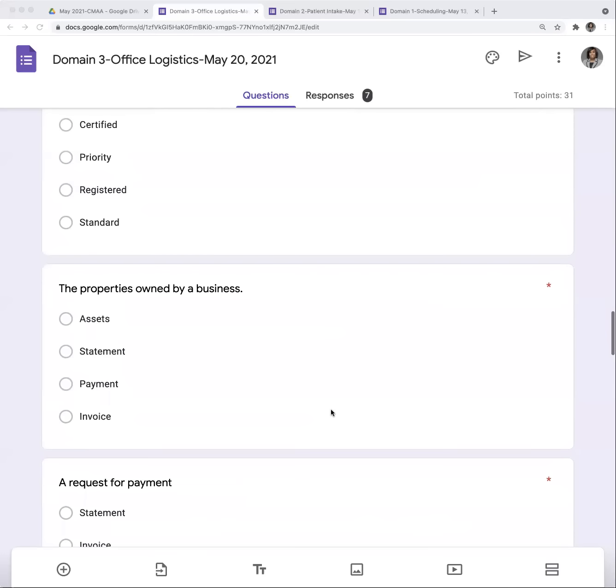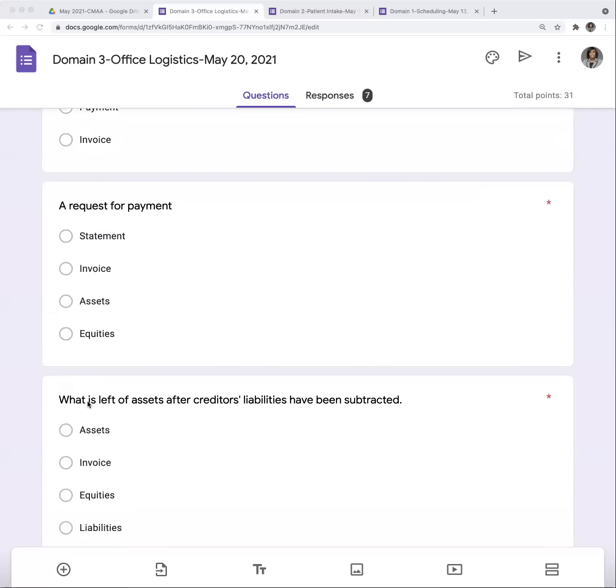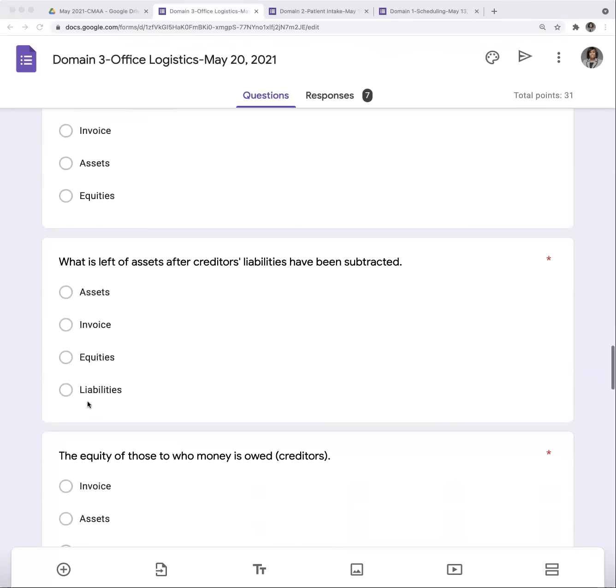The properties owned by a business. Assets. A request for payment. Invoice? Statement? No, it's just invoice. Invoice or a statement. I'm going to say a request. I would say a statement. It's a statement. What is left of assets after creditors' liabilities have been paid? Equity.